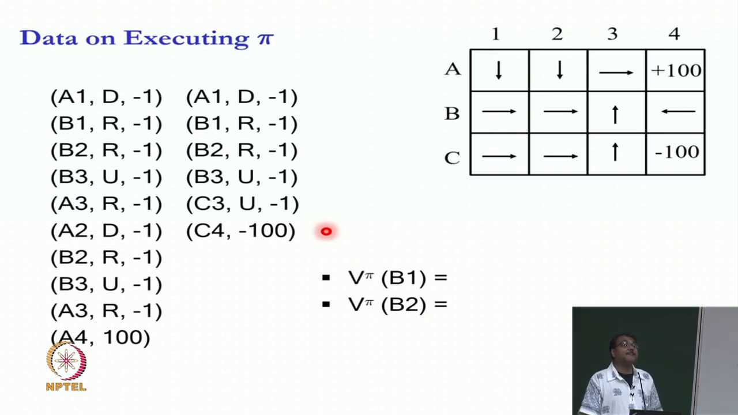However, what about V pi of B2? How many times do I reach B2? 3 times. So, my denominator would be 3. And what will be the numerators? In one case I get 93, in one case I get 97, and in the third case I get minus 103. That gives me a V pi of B2 to be 29.